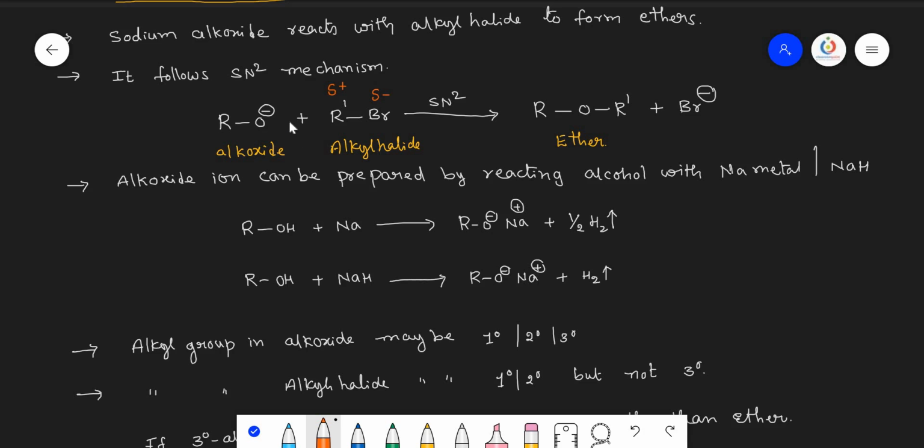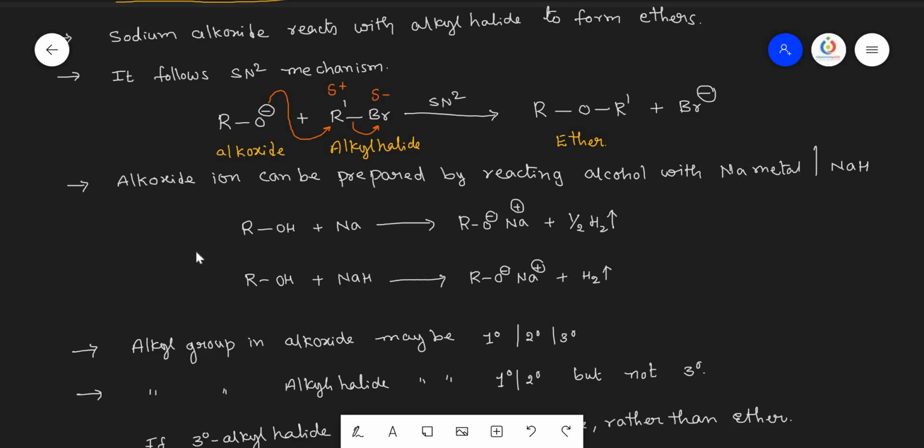Carbon part gets the partial positive charge. So here this negatively charged oxygen part attacks the partially positive charged alkyl part of the alkyl halide and replaces the bromine in the form of Br minus, the bromide ion. So one nucleophile replaces another nucleophile. Hence it is called the nucleophilic substitution reaction. And this step takes place in a single step. Hence it is called the SN2 mechanism.